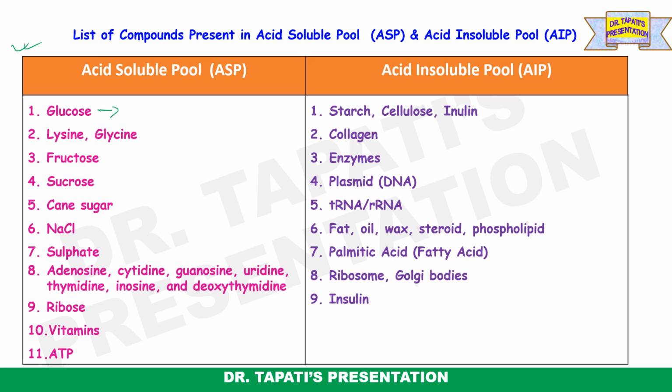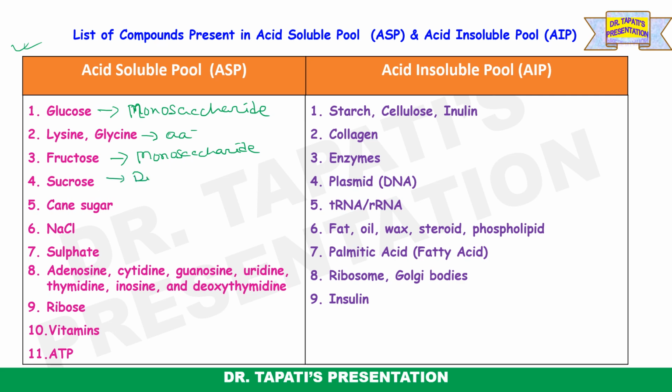If you consider glucose, glucose is a monosaccharide, so it is a biomicromolecule, and it is present in the acid soluble pool. Lysine, glycine and other amino acids, a total of 20 amino acids, are mostly water soluble in nature. So amino acids are mostly present in the acid soluble pool. These are biomicromolecules. If you consider fructose, this is a monosaccharide, right? So this is also a monomer, a biomicromolecule, and it is present in the acid soluble pool.